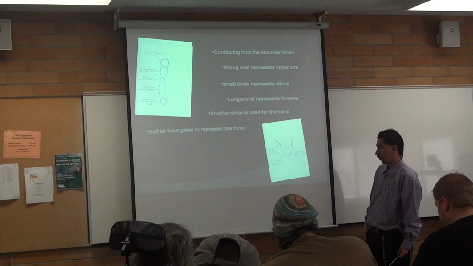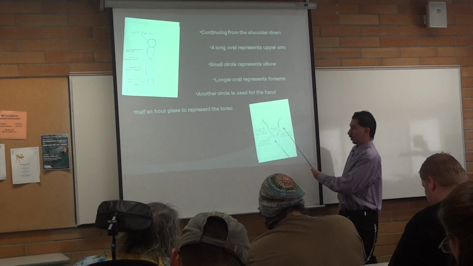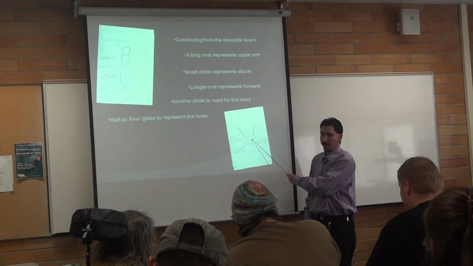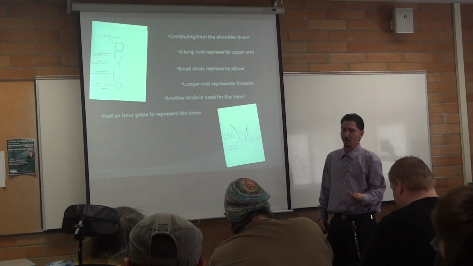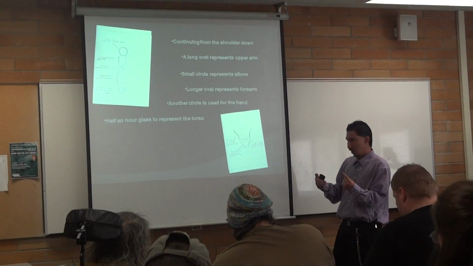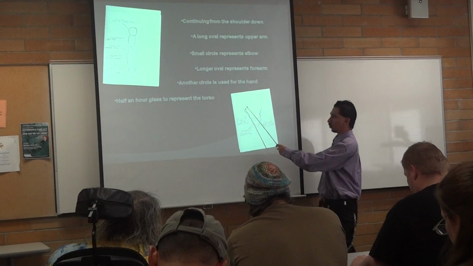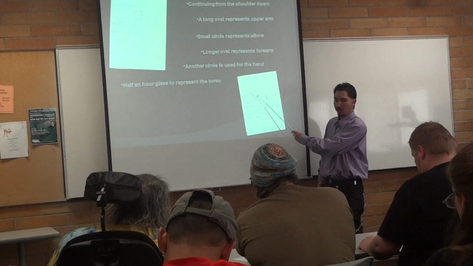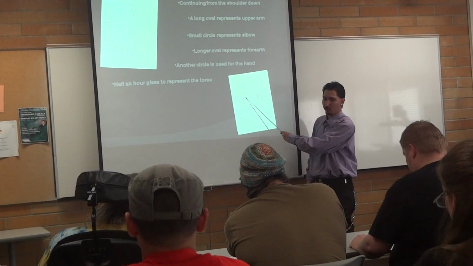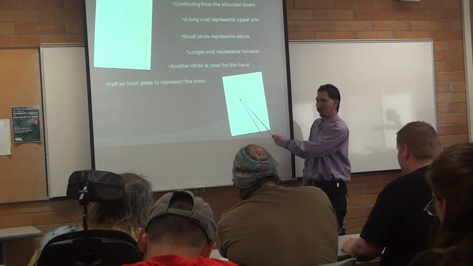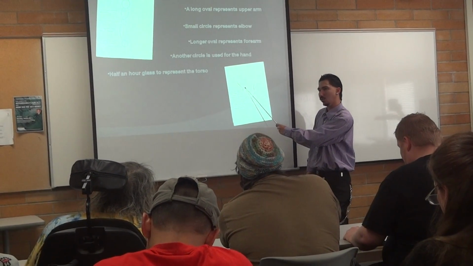And then we come to the torso. Now what you want to do with the torso is, if you guys know of an hourglass, the top part of it, two inward curved lines, and once you get to the base of that curved line you just draw another line, and it can be straight down.